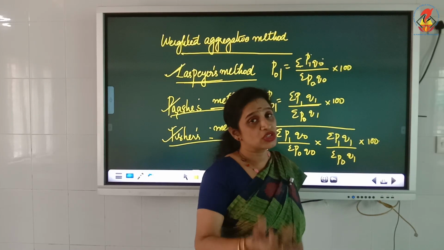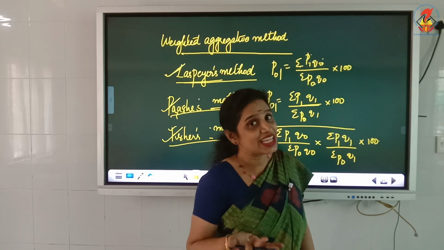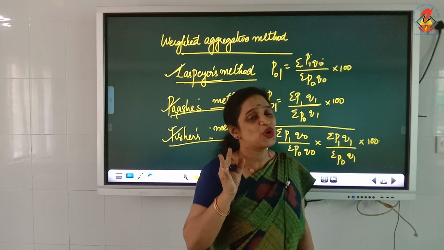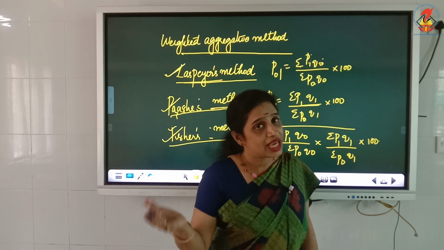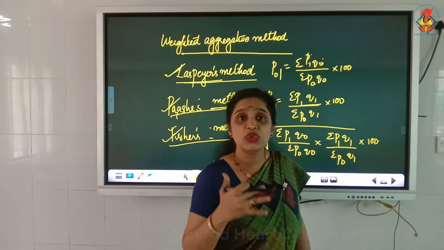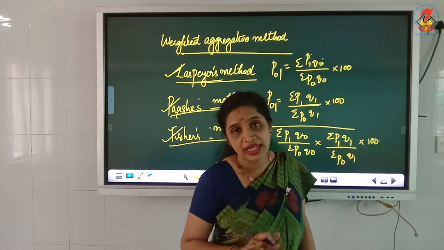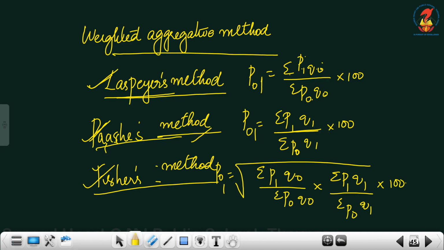Here, he has not included the base year quantity, which Laspeyres has included. So, in Paasche's method, the base year quantity is missing. He has included the other three items, that is P1, P0 and Q1. Base year quantity is excluded. That is the formula given by Paasche. So, Paasche's method, index number is equal to sigma P1 Q1 by sigma P0 Q1 into 100.